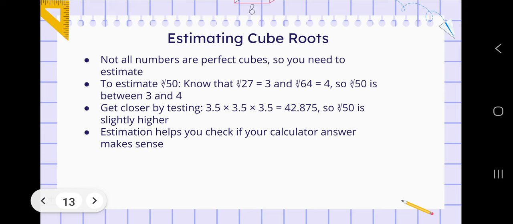Get closer by testing. So 3.5 times 3.5 times 3.5, which is equal to 42.875. So it's slightly higher.